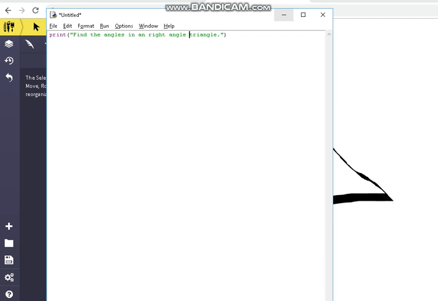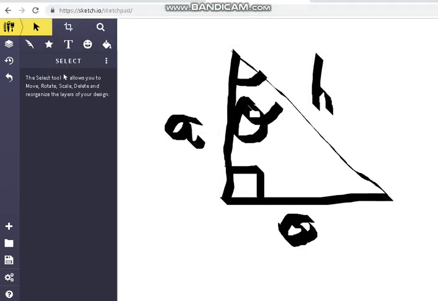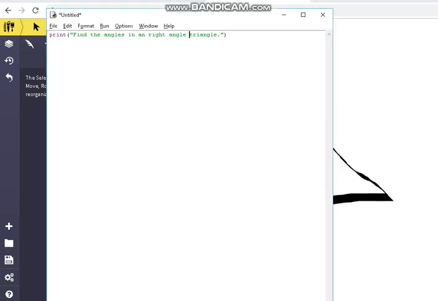So here's an example of how the diagram should look. This is theta, which you want to find. This is your opposite, this is your adjacent, and this is your hypotenuse, and this is your right angle triangle. And now the question is, how do you find an angle?